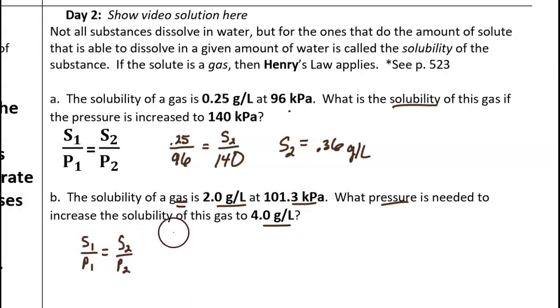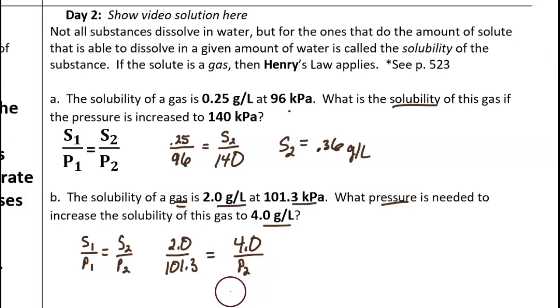The first solubility is the 2.0 grams per liter. And the gas has that solubility when the pressure is 101.3 kilopascals. The next solubility is the 4.0 grams per liter. And the unknown is pressure number 2. We're asked what pressure. We have an equation in which the only variable is the P2, so we're going to use algebra to solve this.